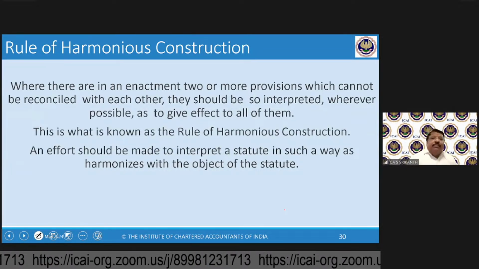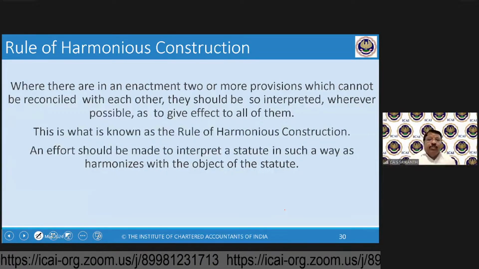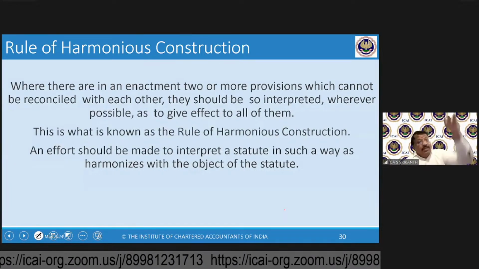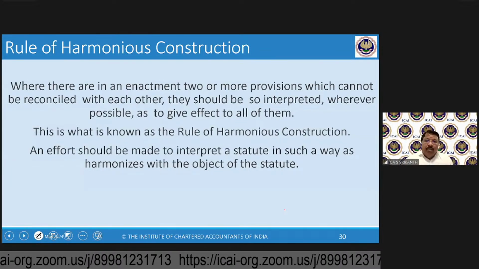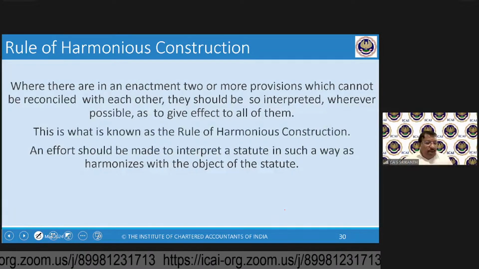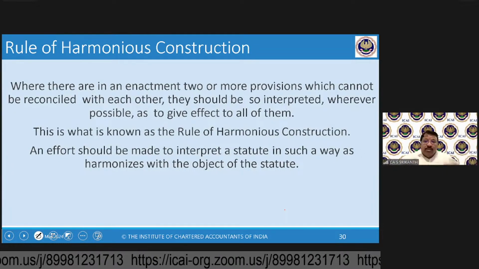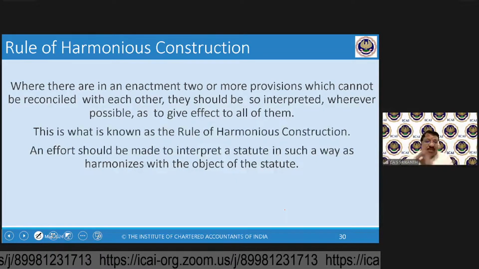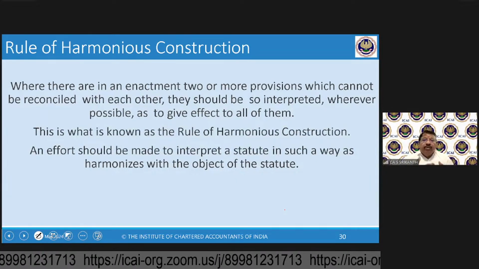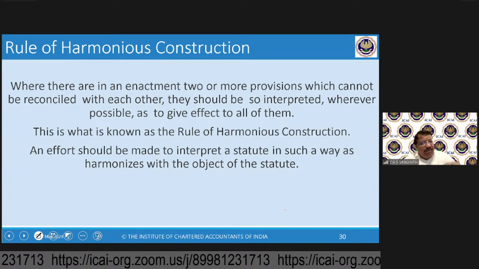Where there are in an enactment two or more provisions which cannot be reconciled with each other, this is called harmonious construction. Sometimes, in the same enactment, one section will provide in one way, and another section will provide in another way. And there's such a conflict. So the opposite of conflict is harmony. When there is a conflict, it is the duty of the court to bring harmony. Sometimes, there can be harmony within the law itself.